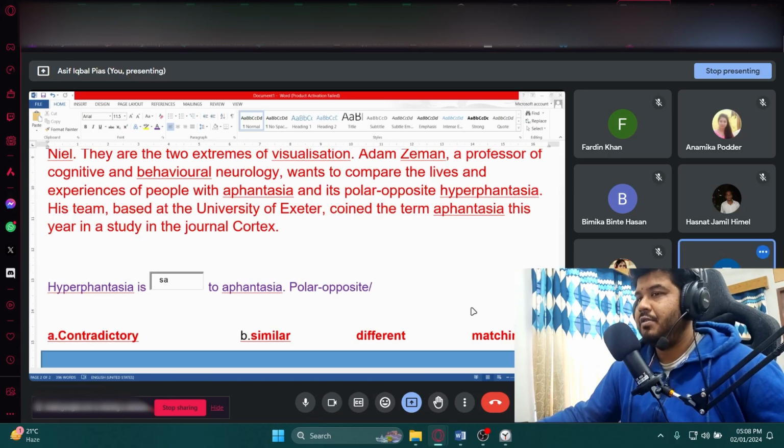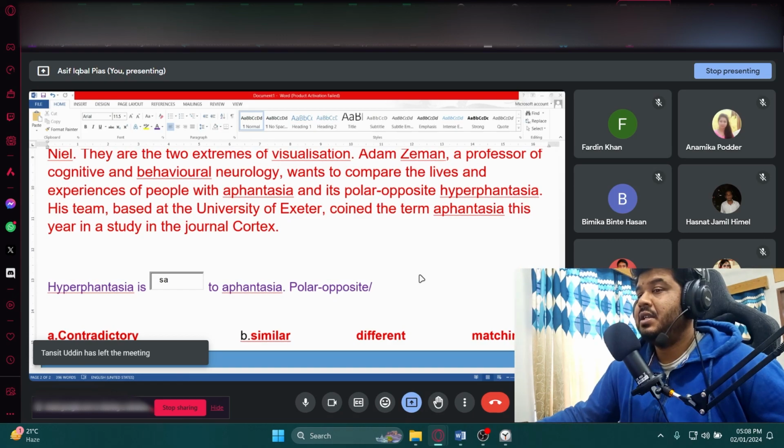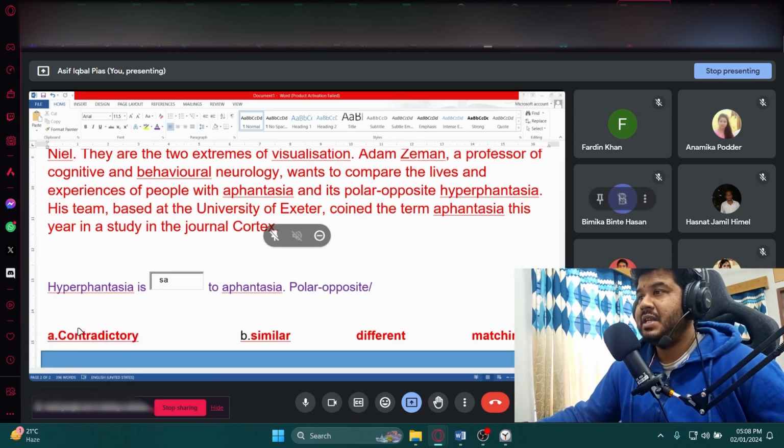Yeah. What do you think? Contradictory হবে না different হবে? I think contradictory. Yes, it's actually contradictory. The simple reason being contradictory means it's contradicting.